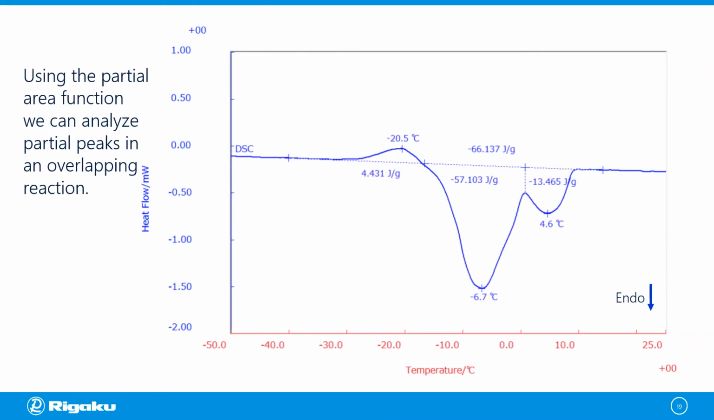When overlapping curves in the measurement result are obtained, using the partial area function in the EVO2 analysis software, we can analyze partial peaks in an overlapping reaction.